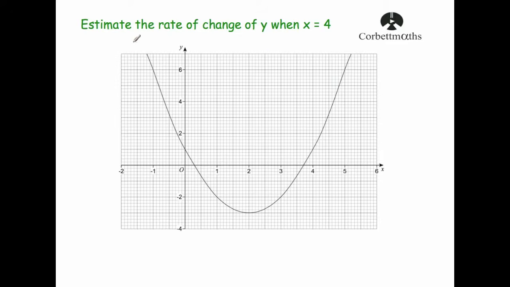So this question says, find or estimate the rate of change of y whenever x is equal to 4. So we want to find the rate of change of y when x is equal to 4. To do that, we're going to go to the x-axis and go to 4, and go up to the curve, and look at this particular point here. Okay, so we're looking at that point. And what we're going to do is draw a tangent to the curve at that point. So we're going to do that.